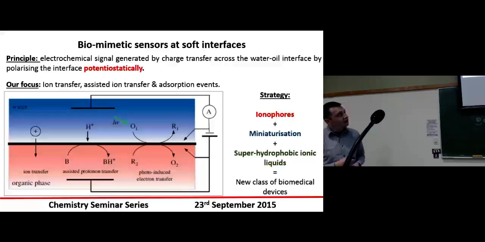I'll talk about this later. This is a photo-induced electron transfer at the liquid-liquid interface, and that will be the basis of the artificial photosynthetic work. My strategy for making a new biomedical device is that I want to use ionophores. Ionophores can be very selective. There can be a mixture of cations in solution, but the ionophore will only pick out the one cation you're interested in. I want to miniaturize my sensor. Miniaturization has a lot of benefits besides making it small. You can actually improve the sensitivity of your sensor.